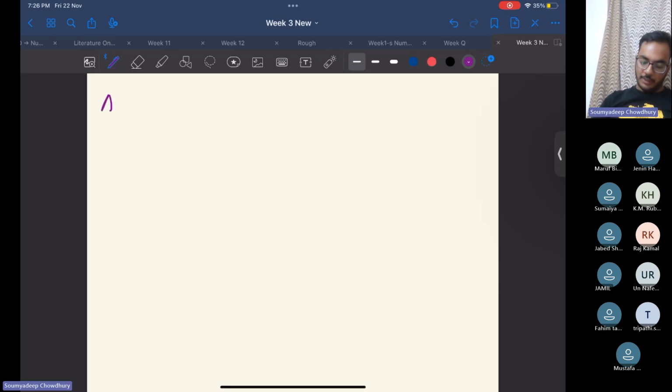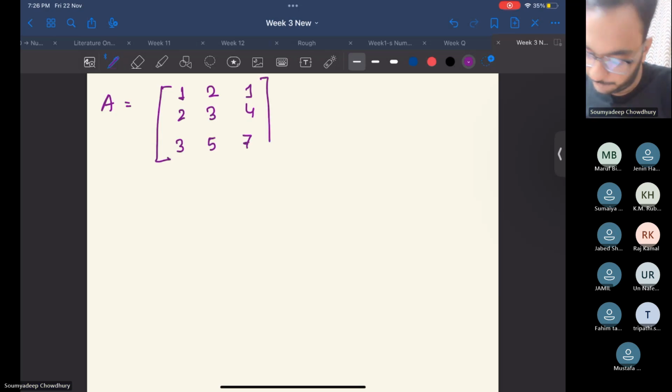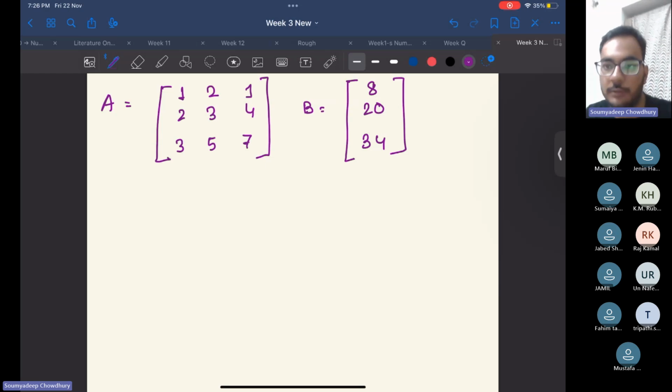So our A matrix is this one, right? 1, 2, 1. Then we have 2, 3, 4. We have 3, 5, 7. Then we have the RHS matrix, which is 8, 20, 30. Now we have to use our LU decomposition method. How will we be using it? First, this A matrix we have to convert to L, then we have to convert to U, right?